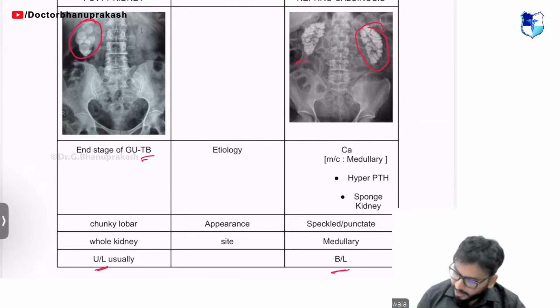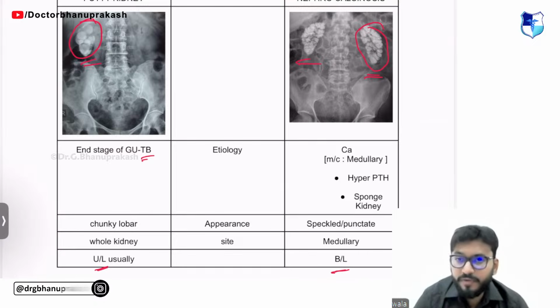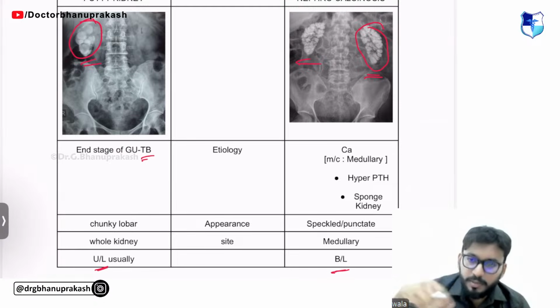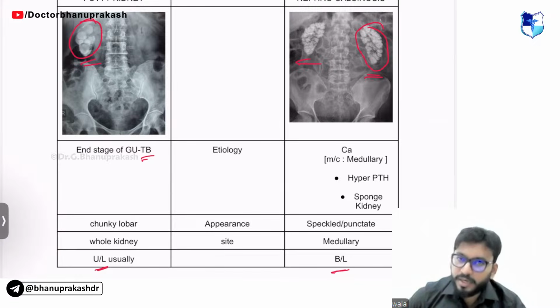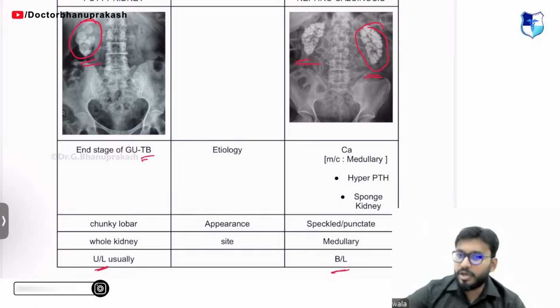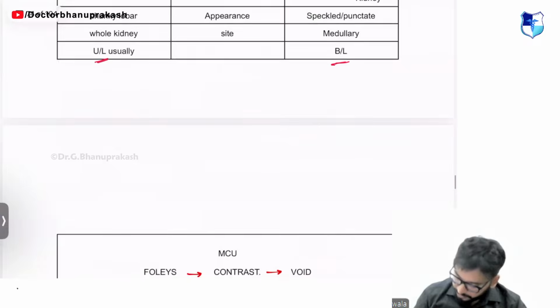Putty kidney is usually unilateral, while nephrocalcinosis is usually bilateral. Can you see in the image? So how do you identify chunky deposits? History of genitourinary TB, unilateral: this is usually putty kidney. Medullary calcification, usually bilateral, is nephrocalcinosis.